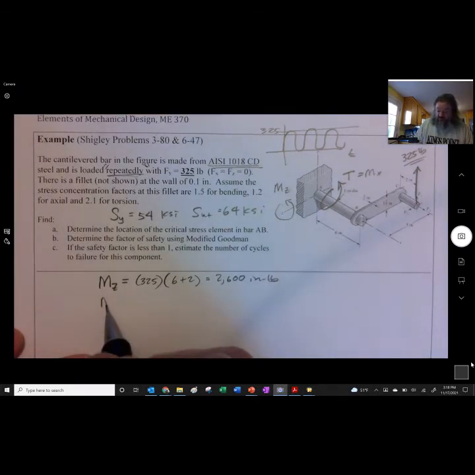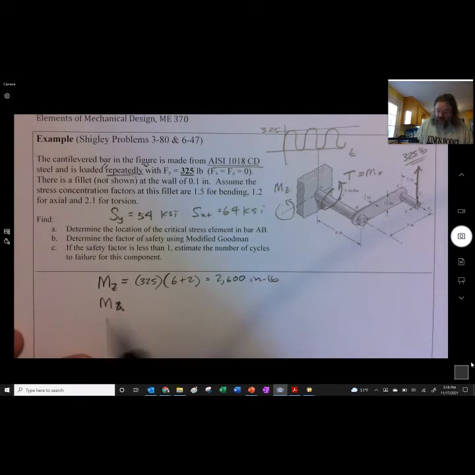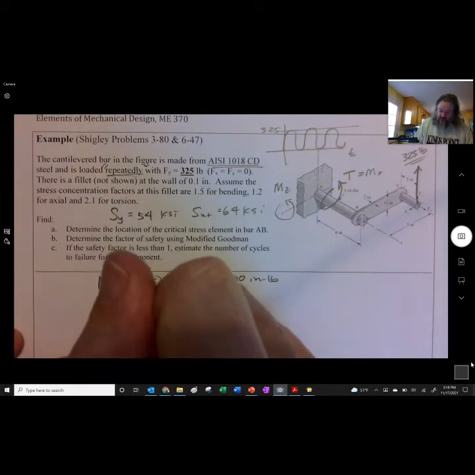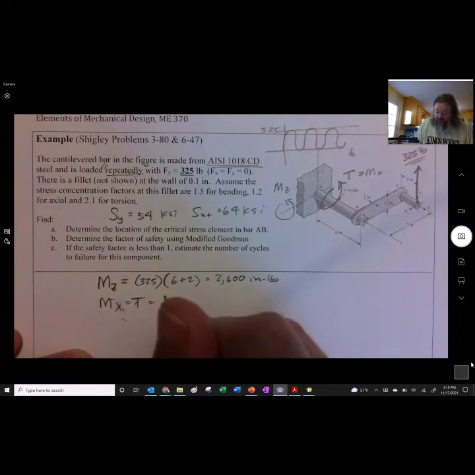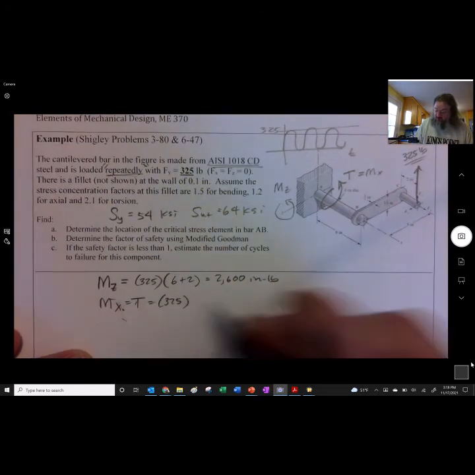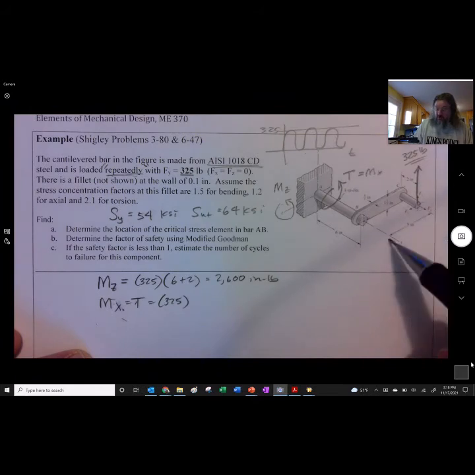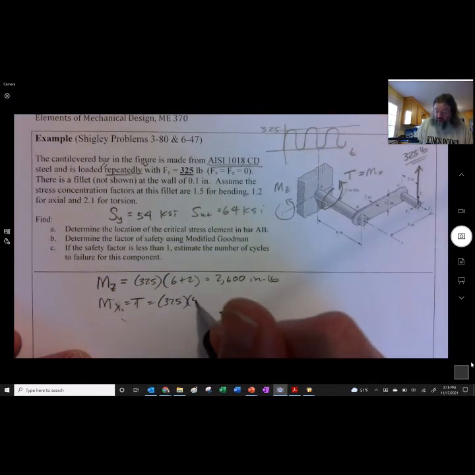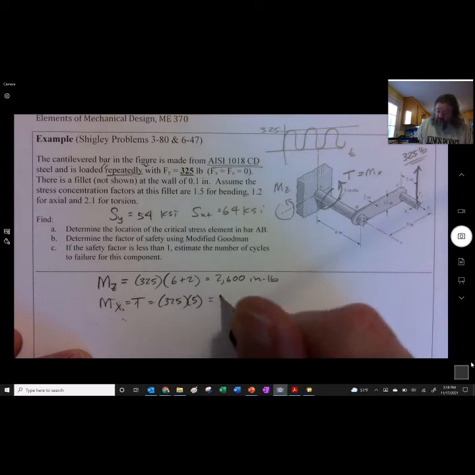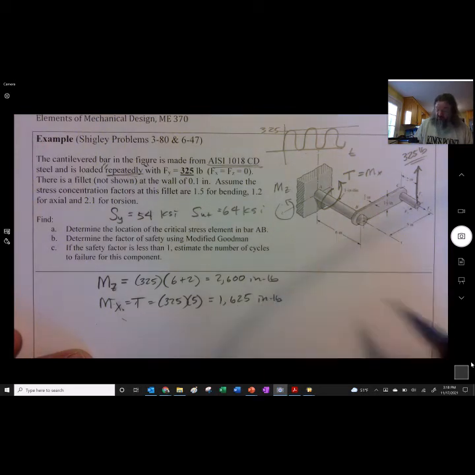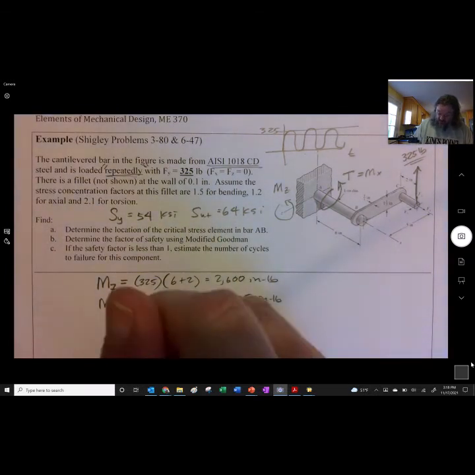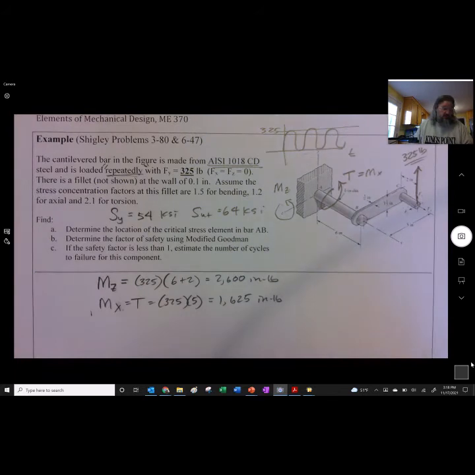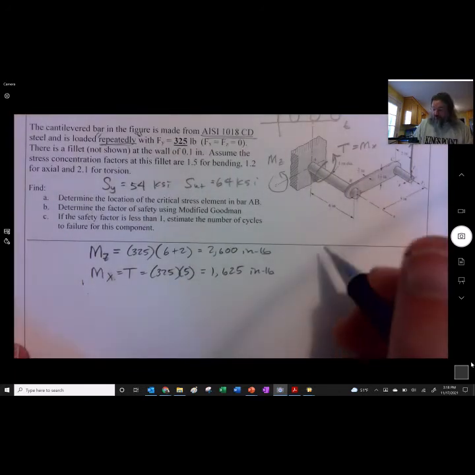And the moment about x should just read as the equal torque. 325, and the moment arm is this distance of 5 inches. But once again, I'll repeat, so much of your life can be made easier by embracing the free body diagram and not taking shortcuts. In this case, don't be like me, kids.